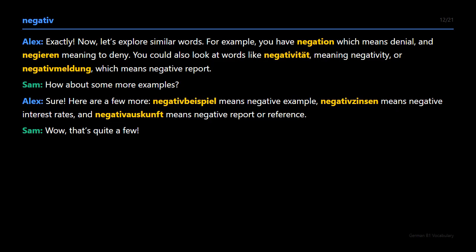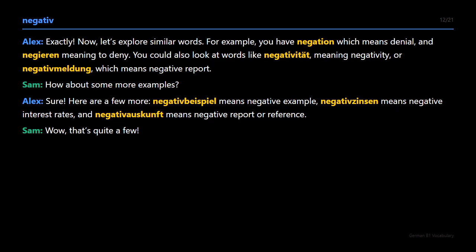Now, let's explore similar words. For example, you have Negation, which means denial, and negieren, meaning to deny. You could also look at words like Negativität, meaning negativity, or Negativmeldung, which means negative report. How about some more examples?